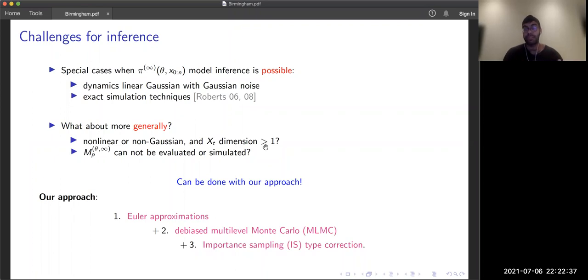The three ideas that we use are, first, that we base this on Euler approximations of stochastic differential equations. Then once we discretize these SDEs, which I'll explain later on, we use a de-biased multi-level Monte Carlo scheme, which combines the ideas of multi-level Monte Carlo and de-biased Monte Carlo for stochastic differential equations. And at the very end, we use some recent work developed in the computational statistics community, which is an importance sampling type correction, which will make sense later on as I describe it. This is the main crux of the approach, in order for us to get unbiased inference for partially observed diffusion processes.